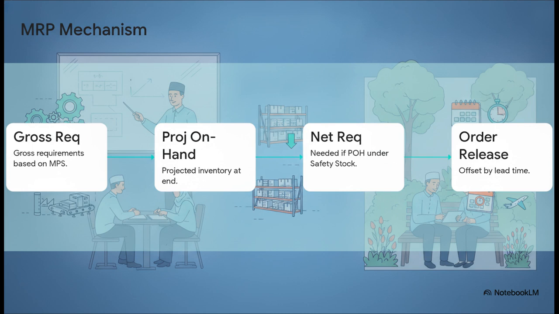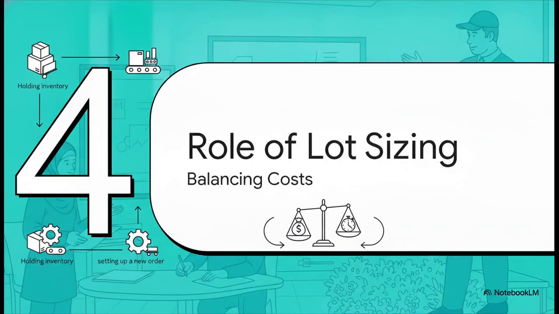Finally, we offset that net requirement by the lead time, which gives us our planned order releases. That's the exact date we have to place the order so it shows up on time. It's a beautifully logical, backward-stepping dance. Section 4, the crucial role of lot sizing, where we balance holding and setup costs.